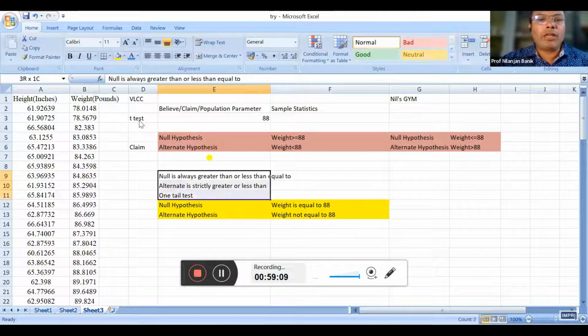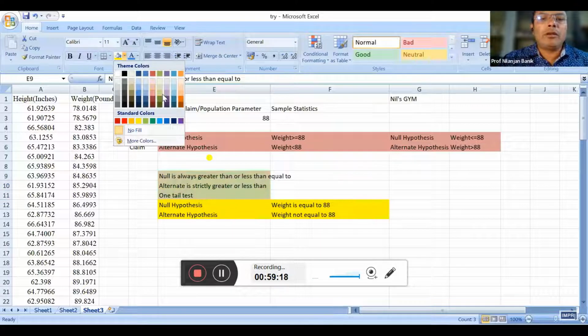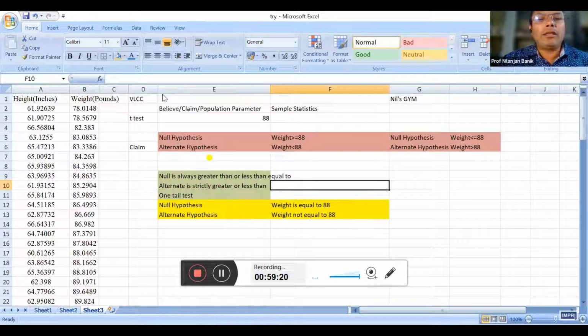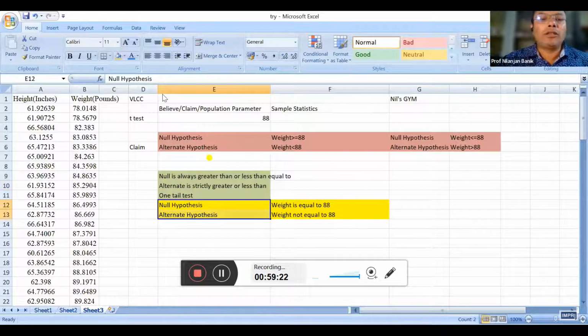So in case of one tail, always you will find strictly less than or strictly greater than, and there is no right or wrong. It depends upon which side you are taking. Okay. And in case of null, so this will be two tail test. Okay. So this will be two tail test.